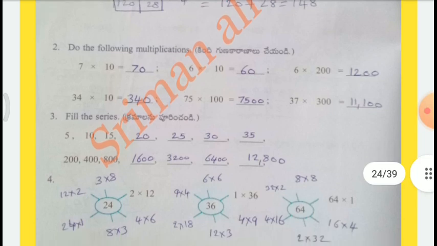Fill in the series. 5, 10, 15. The difference is 5. Adding 5. 15 plus 5, 20. 20 plus 5, 25. 25 plus 5, 30. 30 plus 5, 35. 200, 400, 800. The difference is 400. Double the number. 200 into 2, 400. 400 into 2, 800. 800 into 2, 1600. 1600 into 2, 3200. 3200 into 2, 6400. 6400 into 2, 12,800.